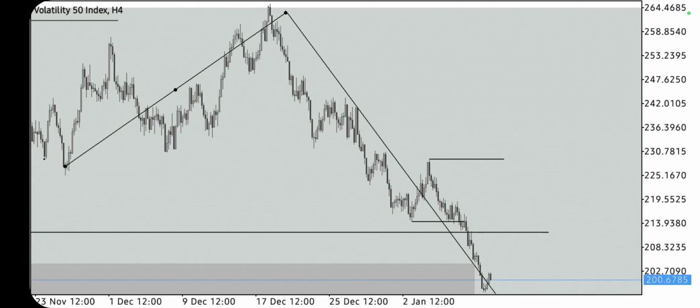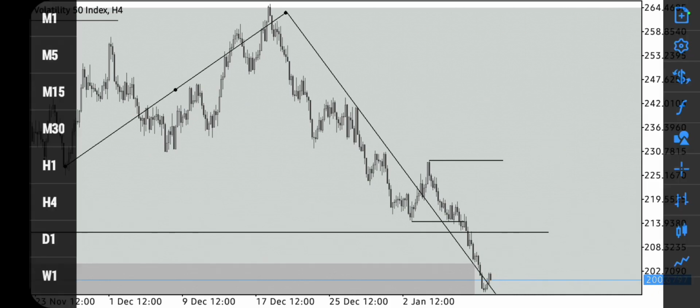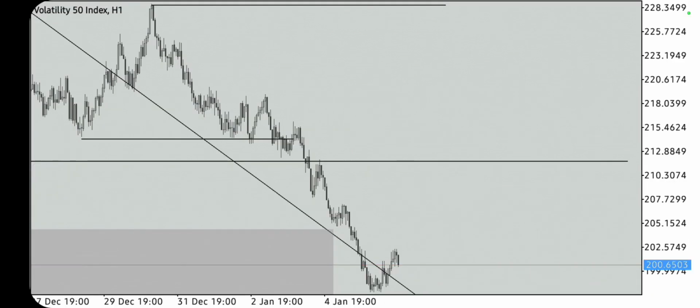Yes, if we have this protected high broken, that is where we can say we have a minor break of structure in the market, and we can now change our bias to looking for a buy move. Right now, I am going to stay off the volatility 50 index, because we are still in a range and I can't just afford to enter into the market and get out of the market anyhow.